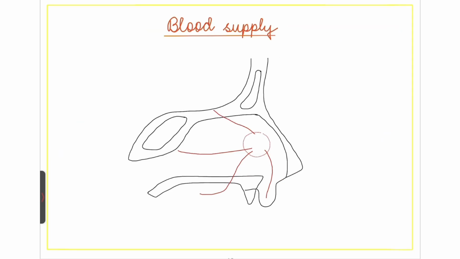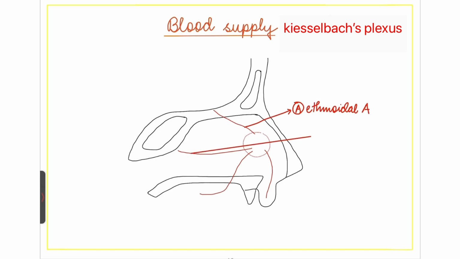The vascular network of arteries that form the Little's area is known as the Kiesselbach's plexus. The arteries involved are the anterior ethmoidal artery, the sphenopalatine artery. The sphenopalatine artery is the most important artery in this plexus.